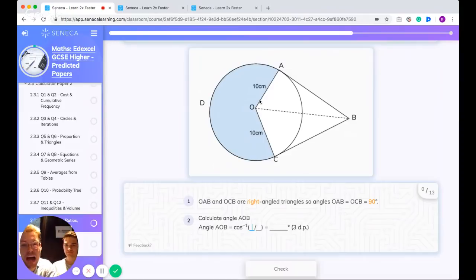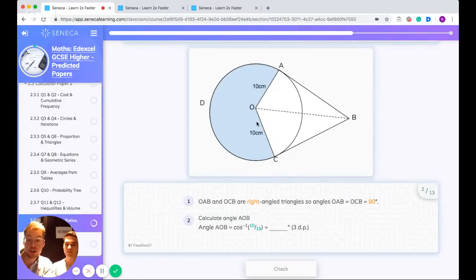So this is going to be our adjacent. And we're going to use that nice phrase, SOHCAHTOA. You know it. So for SOHCAHTOA, we're using CAH, so it's the adjacent over the hypotenuse. So it's 10 over 15.